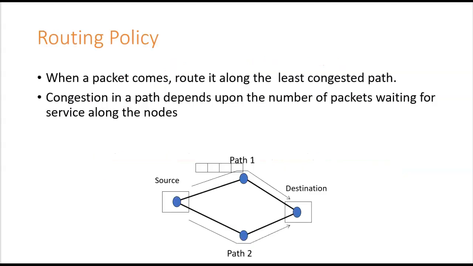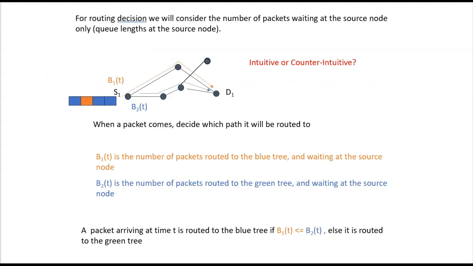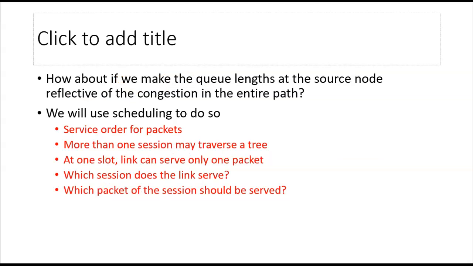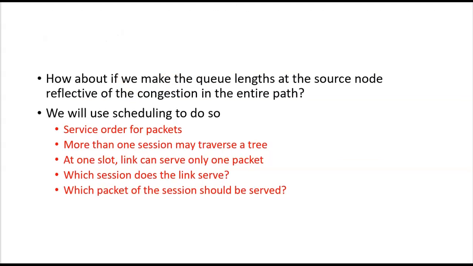So we want to have a routing policy. When a packet comes, we route it along that least congested path, and the congestion in a path is going to depend on many factors, including the number of packets waiting along the nodes, right? This says really something similar. So what we want to do then is, we're concerned also about the queuing length, right? Or the source node, right?